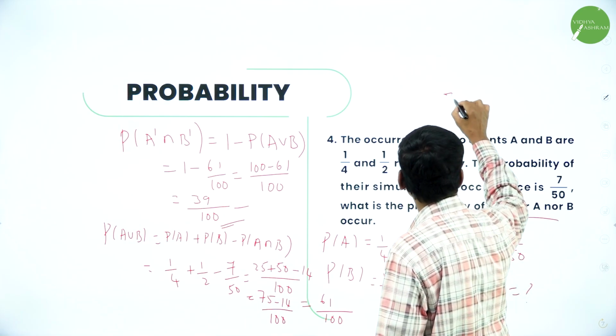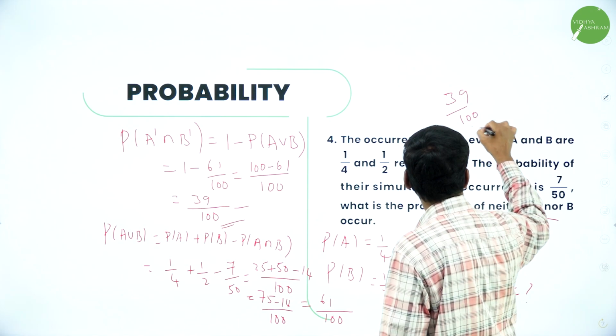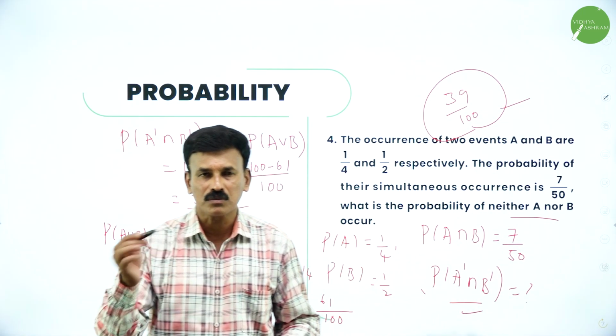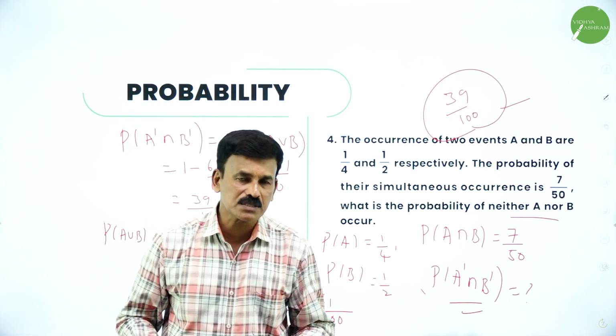So the required answer is 39 divided by 100. That's it. Hope you followed. Now, let us move on to the next problem.